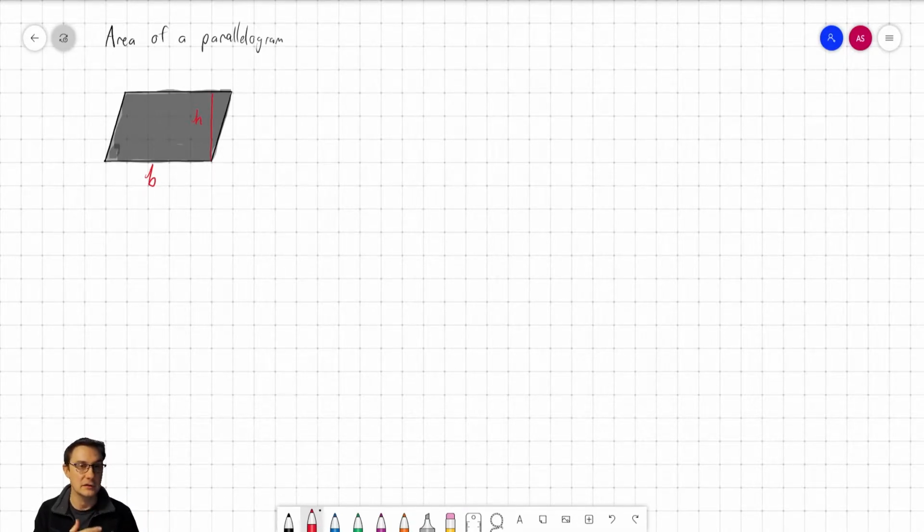Now, that might seem a little weird at first, but what we're going to do, and I've put that red line in that location for a very specific reason, is cut off the right-hand side of this parallelogram, and then move it to the other side. I'll show you what I mean.